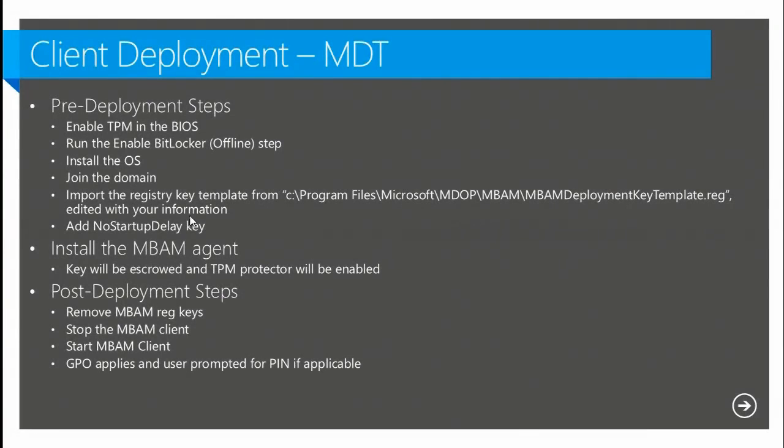After you've installed the MBAM agent, we'll escrow the key, we'll make sure you have TPM if it is a TPM machine, and in the end you just remove the keys that you used during provisioning, and the GPO will apply. Then if you've set TPM plus PIN, for example, it will prompt the end user to enter a PIN once you've delivered that machine to them. We'll walk through what the client experience for entering that PIN looks like in a minute.